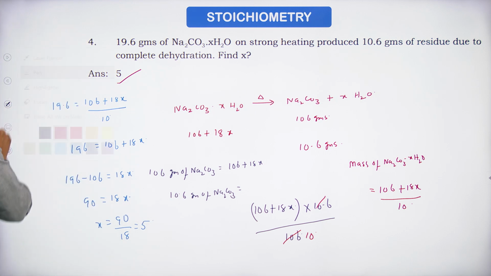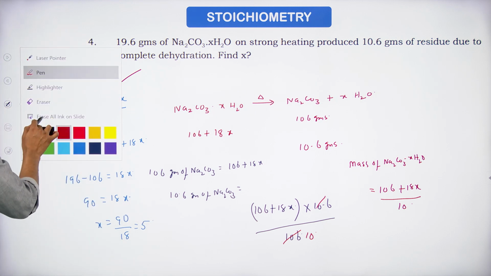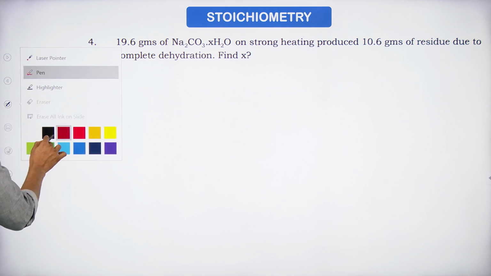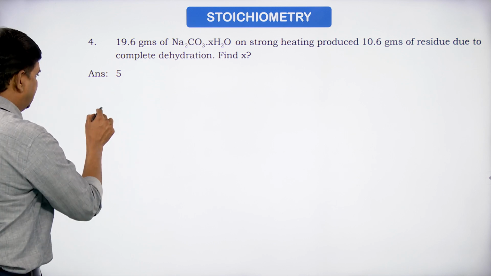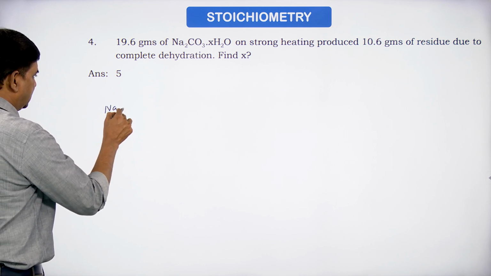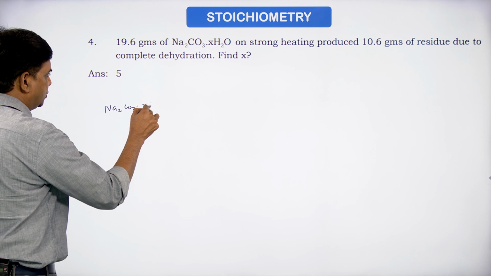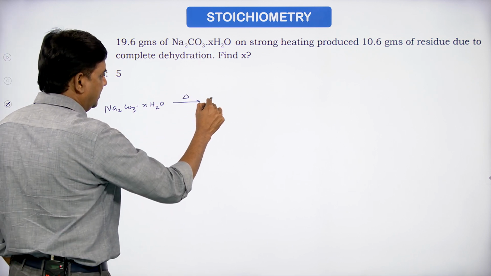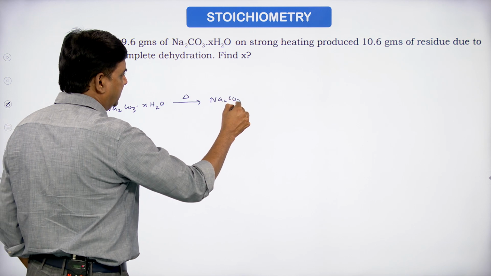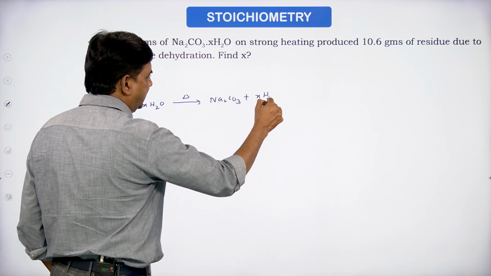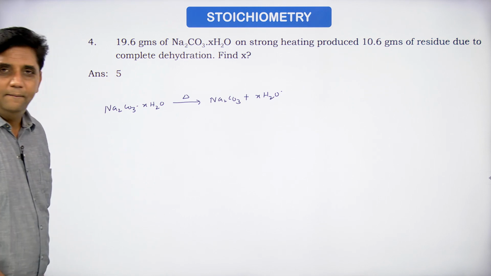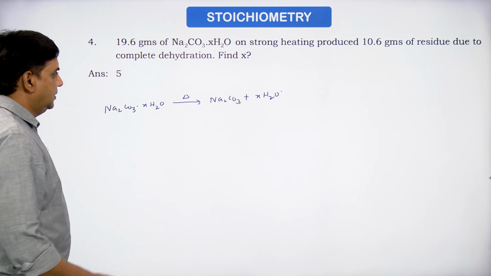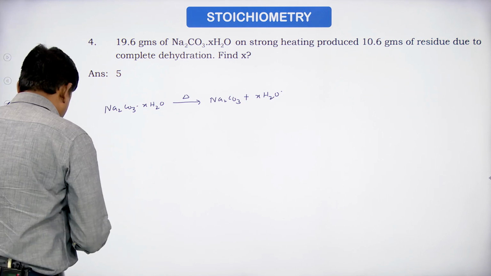One second, again I will solve this problem. Yeah, students, Na2CO3 XH2O on heating forms the Na2CO3 plus XH2O. Okay, see this one.